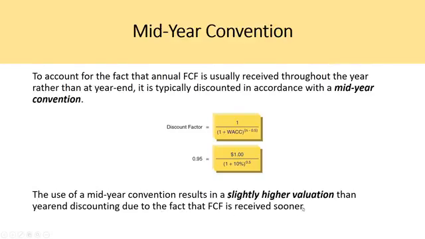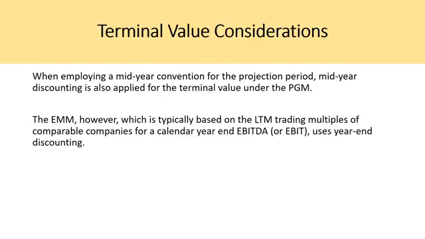In some cases, it's not the case. Maybe it's a business that only really receives cash in the winter season, and in the spring and summer seasons it doesn't receive a lot of cash. Well, then in that case year-end discounting is better, but in most cases the mid-year convention makes much more sense theoretically. Now, when employing a mid-year convention for the projection period, mid-year discounting is also applied for the terminal value under the PGM.